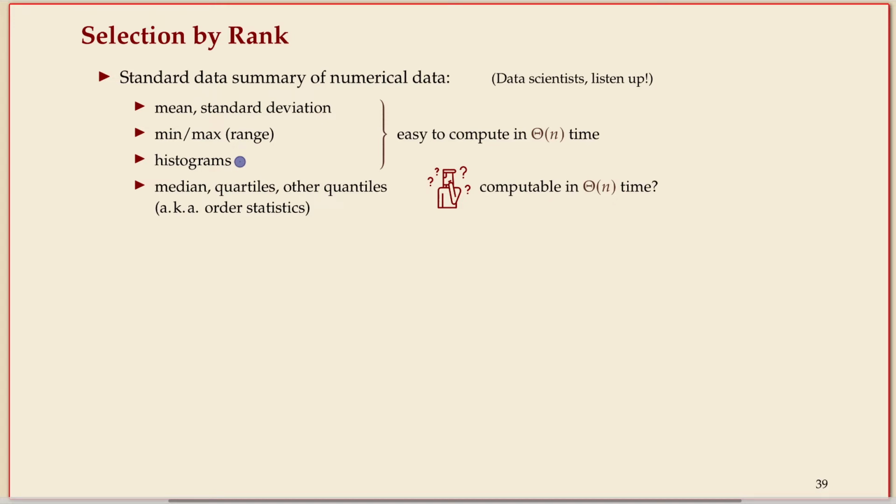You can have a little closer look with a histogram. If you know the range, you can break the range up into, say, 10 pieces and look how many of the data points lie in each of these 10 pieces. Then you get a histogram.